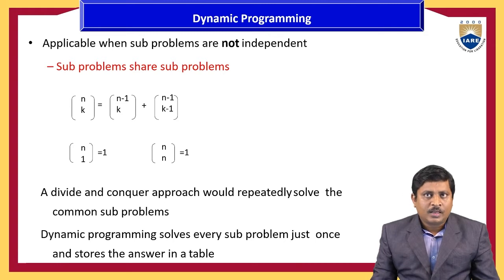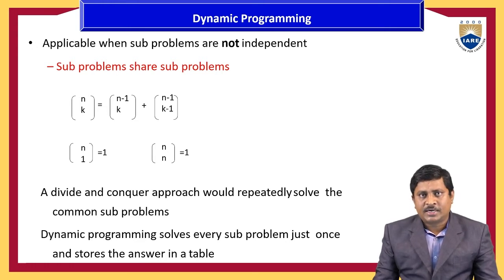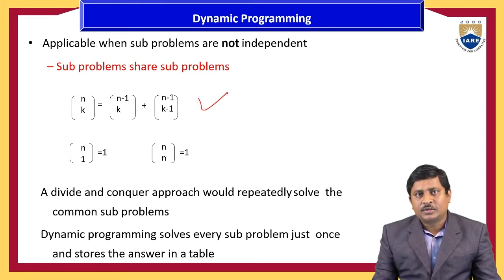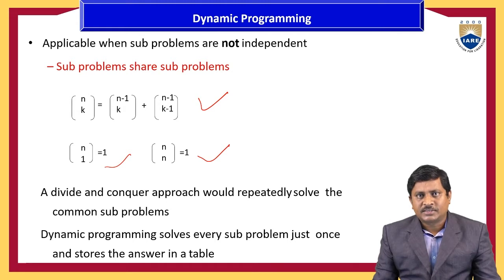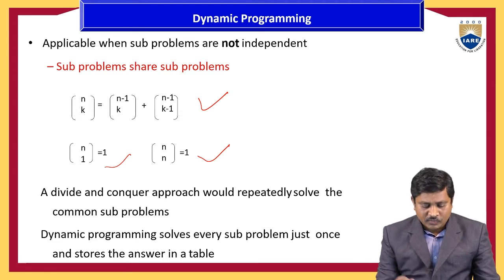It is applicable whenever the subproblems are not independent, that is, when subproblems share sub-problems. Now here we see that nCk equals n minus 1 Ck plus n minus 1 Ck minus 1, with nC1 equal to 1 and nCn equal to 1.